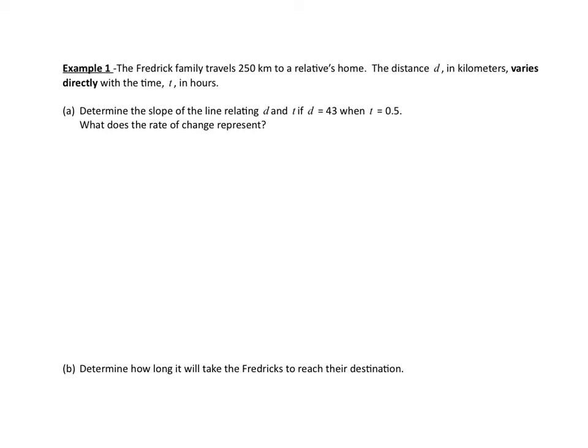So knowing that it is a direct variation, we know that one of the data points on our line is going to be 0, 0. This line is going to start at the point 0, 0. So the first part asks us to determine the slope of the line relating d and t, distance and time, if the distance is equal to 43 when the time is equal to 0.5. So if the distance traveled is 43 kilometers, the time then will be half an hour.